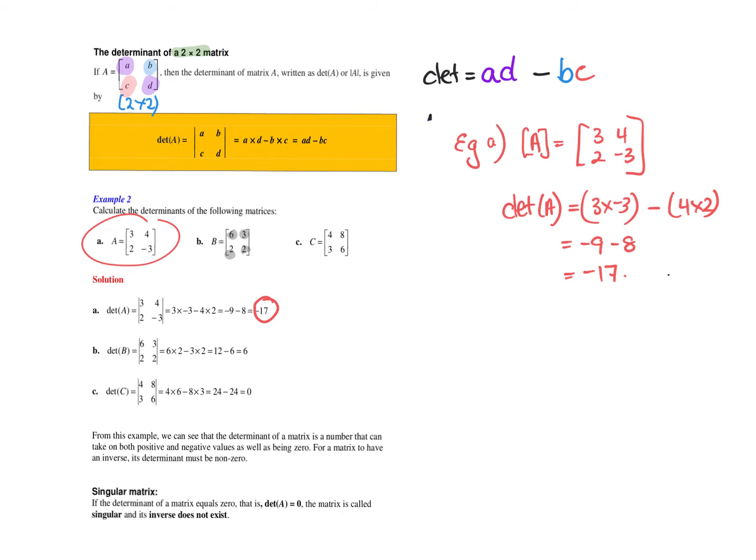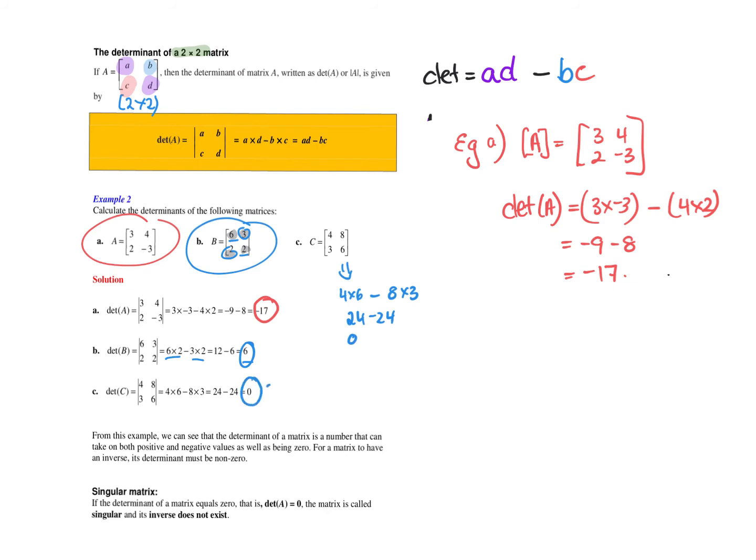When they find the next one, the determinant of this one B, they're doing 6 times 2 minus the 3 times 2. So there it is, and it equals 6. And then the last one here, where they did 4 times 6 minus 8 times 3. So we end up with 24 minus 24, which is 0.